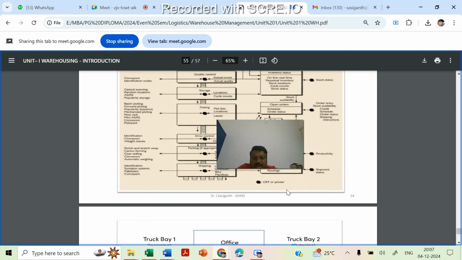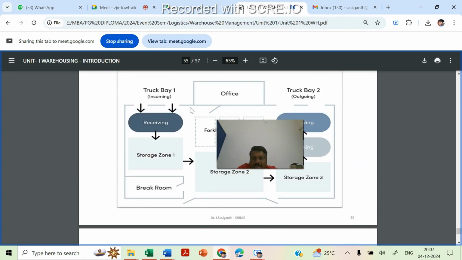It's a simple one I'm giving here. Truck bay one, truck bay two, you receive, you store, you break bulk there. Then from zone one it comes to zone two, then it goes to zone three. Then packing happens, loading goes, and from truck bay two it goes out. The office, forklift equipment, and storage are here. So this is a model of it.